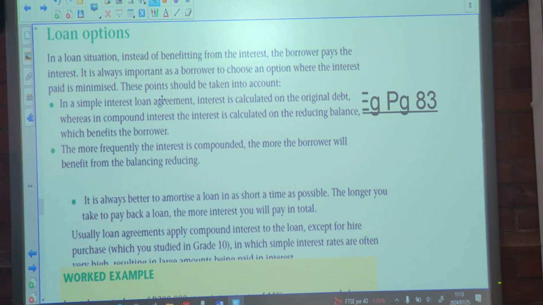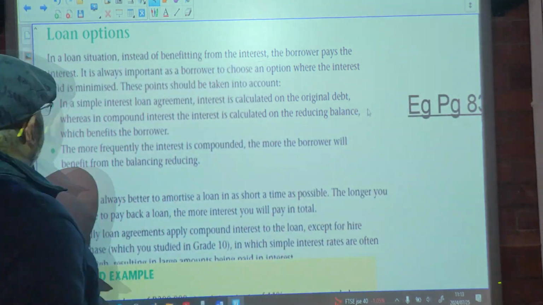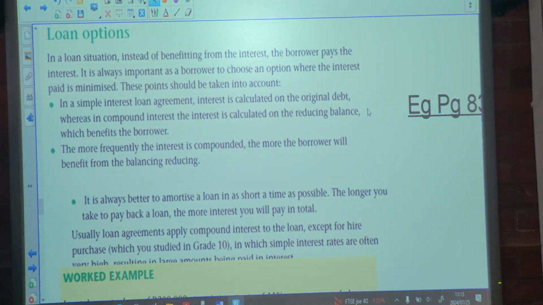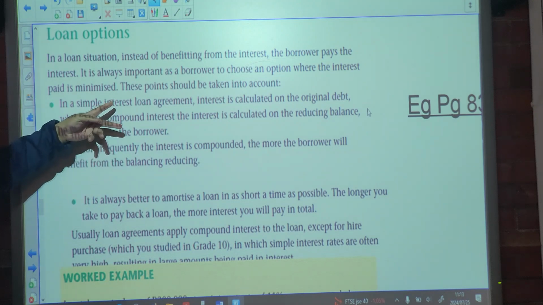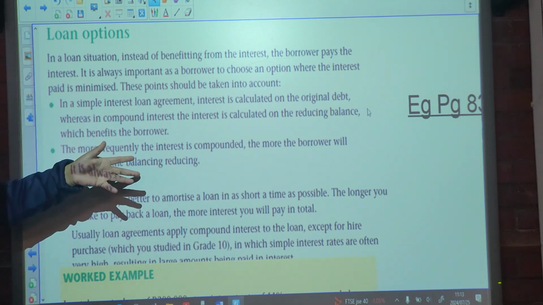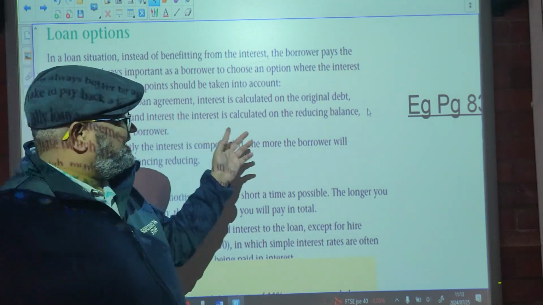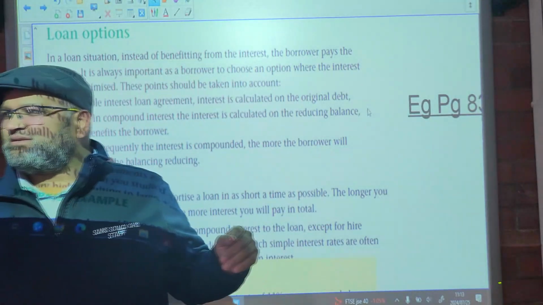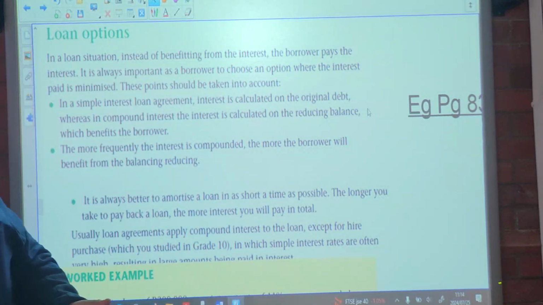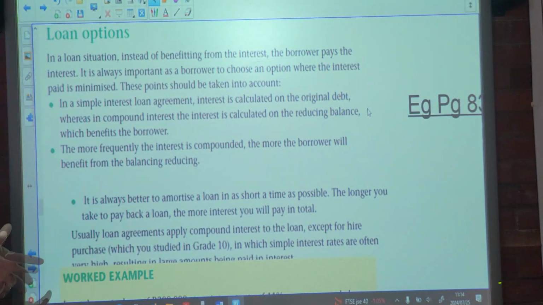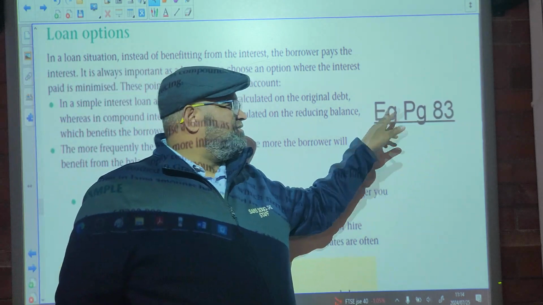In a simple interest loan agreement, interest is calculated on the original debt. Okay. Whereas in compound interest, the interest is calculated on the reducing balance, which benefits the borrower. So if you buy a tumble dryer, the tumble dryer guys are going to charge you simple interest on it. It's going now for about 15,000 rand, and they add your interest, you're going to pay the tumble dryer over 3 years.